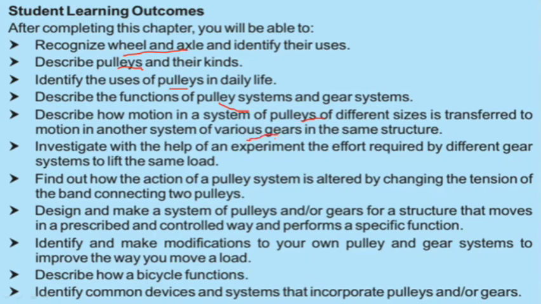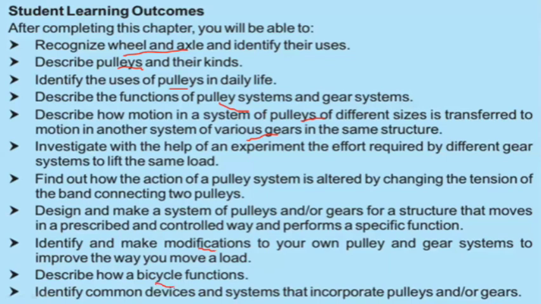and there are other gear systems which are used in different machineries. Now we will see in a lot of detail how the pulley system is altered by changing the tension in the band connecting two pulleys. Tension means applying force over there. Then we design and make a system of pulleys, how it is done, and how it is useful in different forms, in different machines and factories. Then we'll see the modification of pulleys and gear systems.